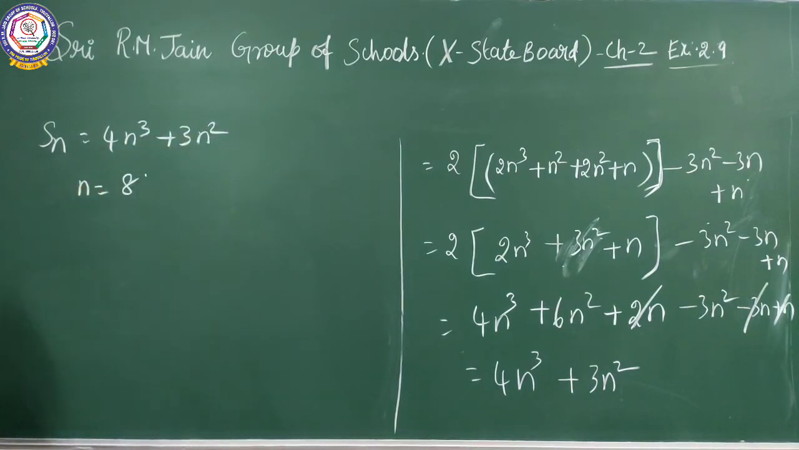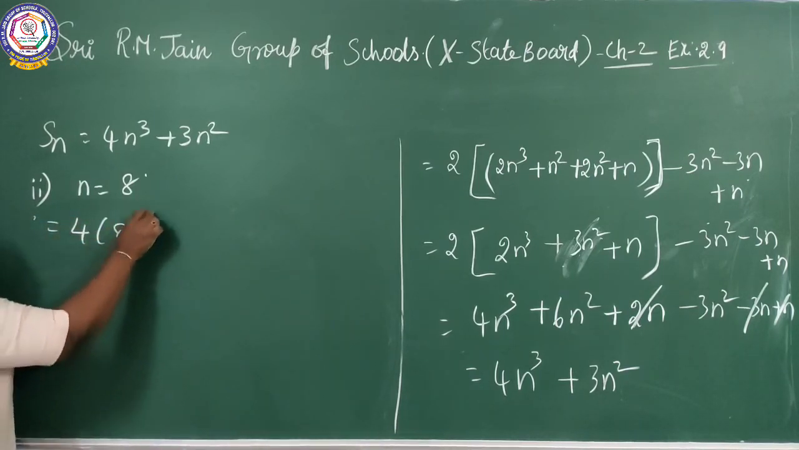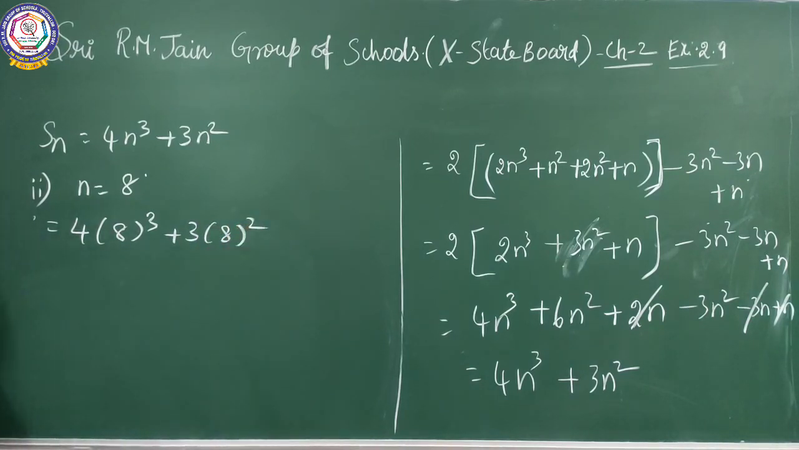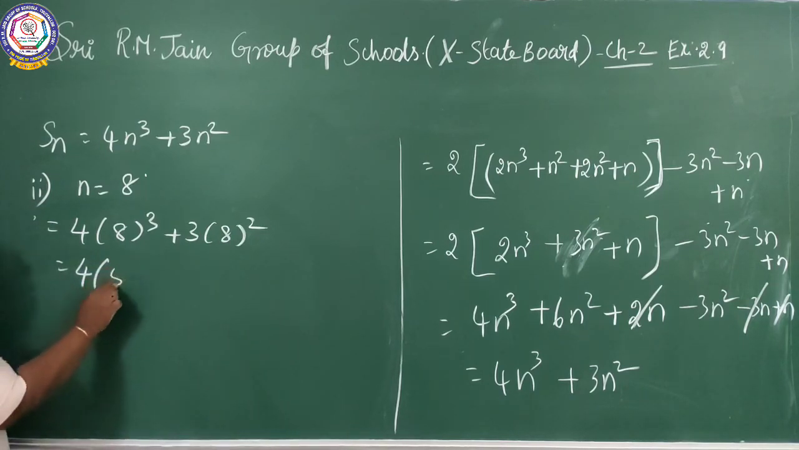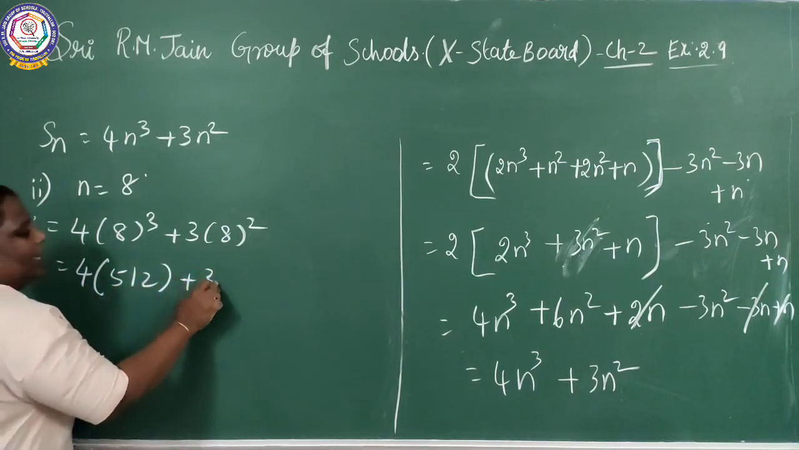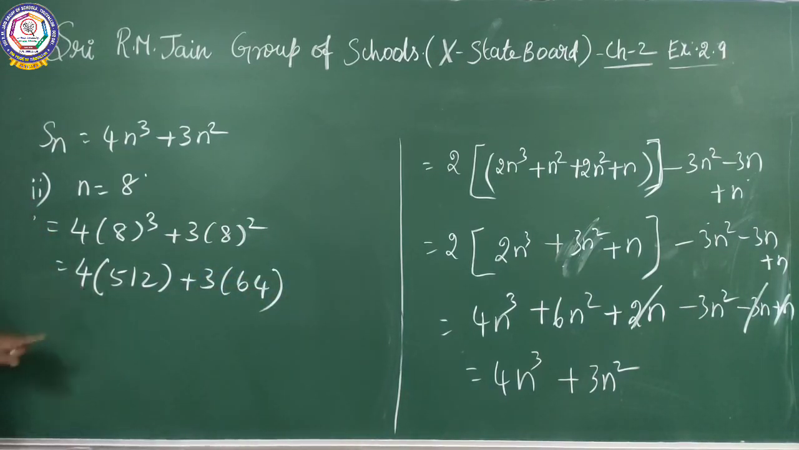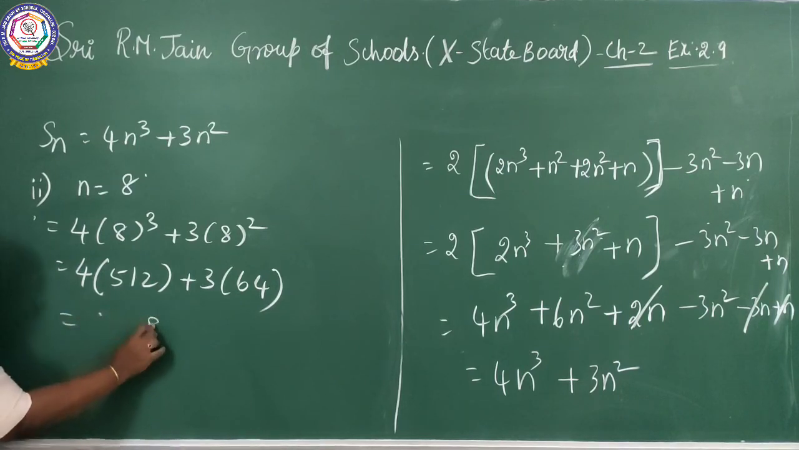They are telling about the second subdivision, 8 terms. So you can substitute the n value by 8. What is the value you are getting? 4 into 8 cube plus 3 into 8 square. So 8 square is 64, 64 into 8 is 512. 512 into 4 is nothing but what?